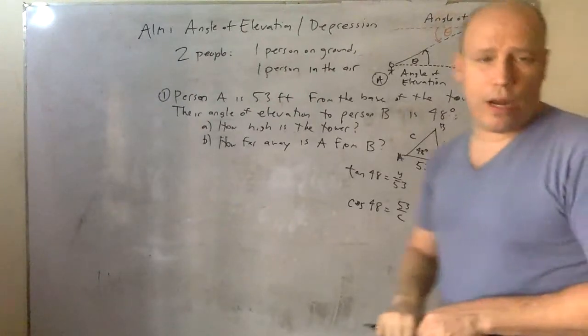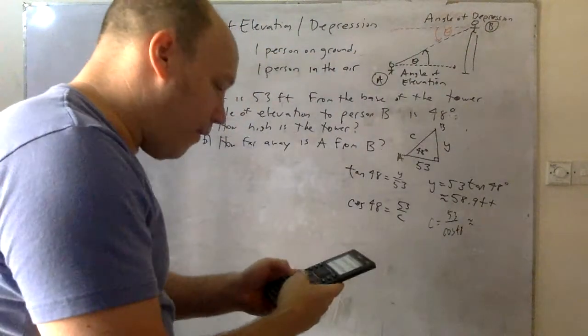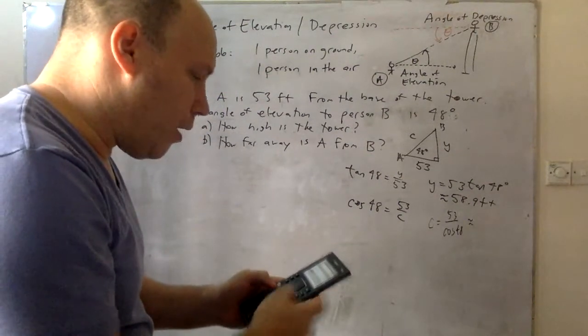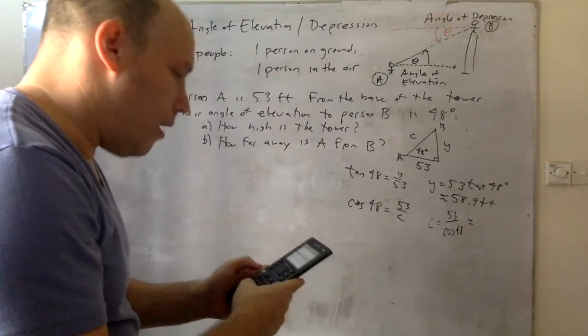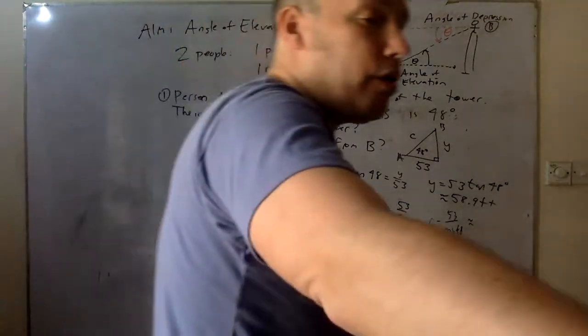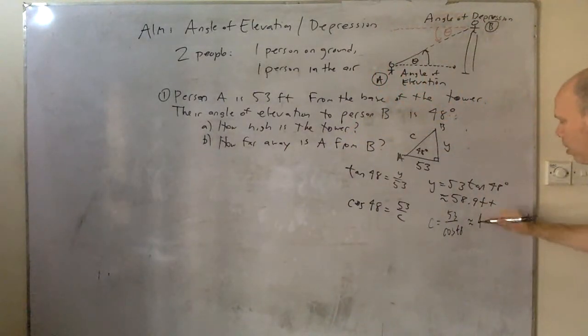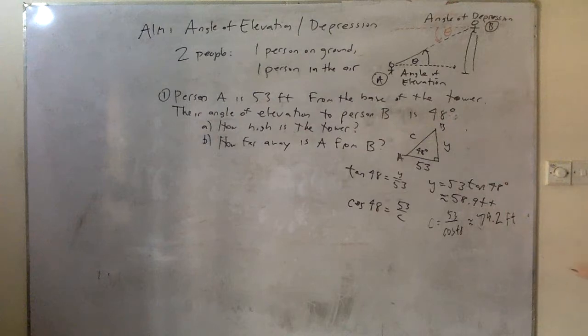Which is approximately, let's get our calculator out. Turn it on. So we have 53 divided by the cosine of 48. Enter: 79.2. 79.2 feet. And that makes sense because it's a right triangle.